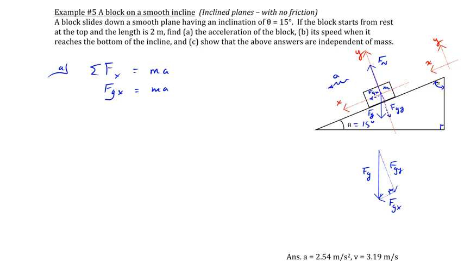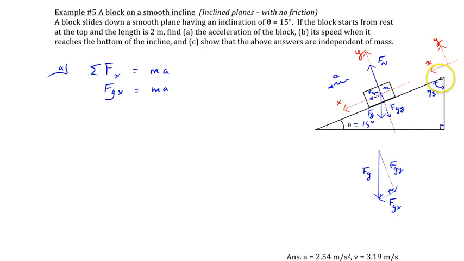Well, you know that all the angles in a triangle add up to 90 degrees, or sorry, 180 degrees. And you know that if you have a right triangle, these two angles must add up to 90. They must be complementary angles. It means that this angle is 75 degrees. 75 plus 15 gives you 90.